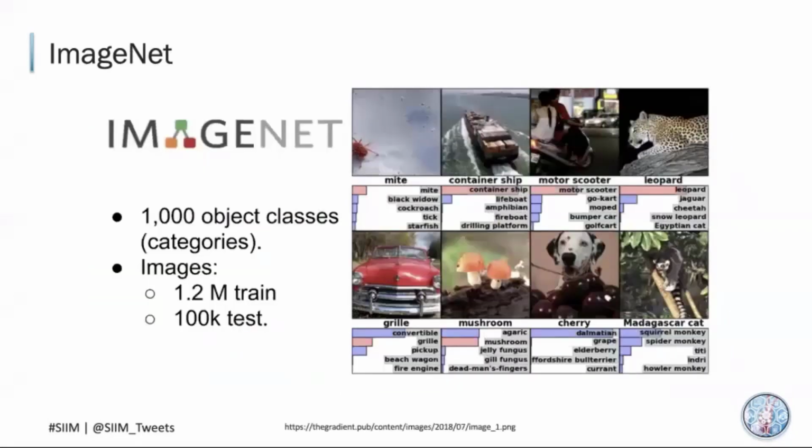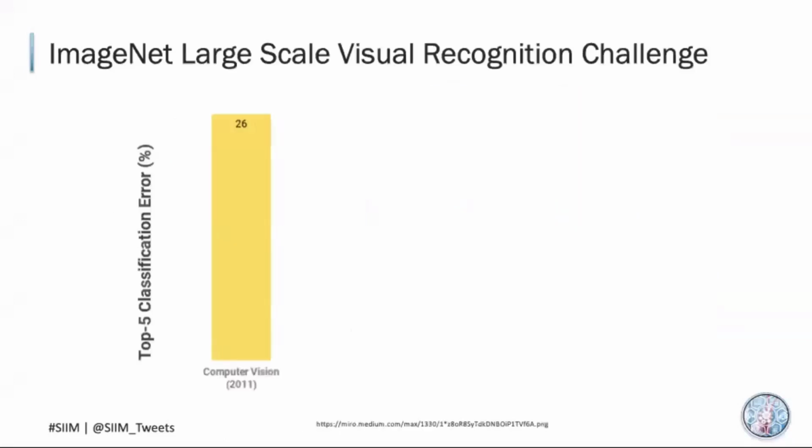ImageNet was originally comprised of 1.2 million images with over 1,000 object classes and was created through the use of Amazon Mechanical Turk, which had people all over the world hand-label images from the internet. Starting in 2010, ImageNet hosted a competition called the ImageNet Large-Scale Visual Recognition Challenge to develop algorithms to classify this dataset. In 2011, the best performing model had a 26% error rate.